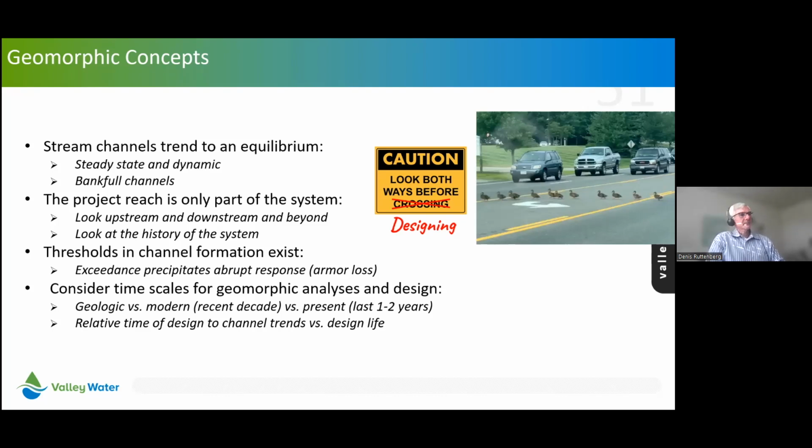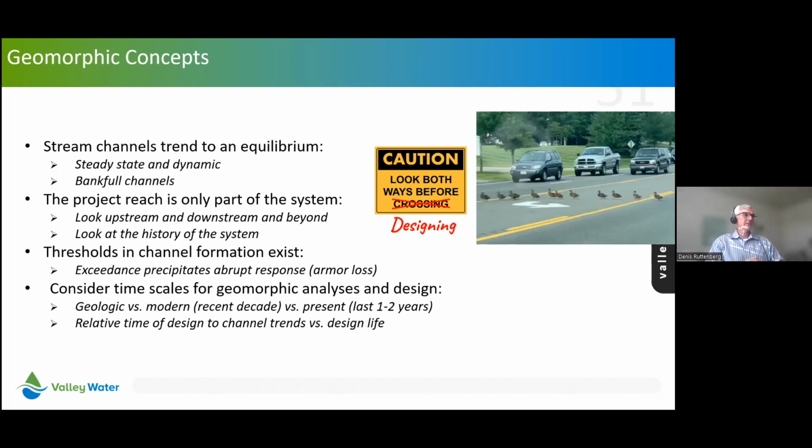Thresholds. I didn't talk about this so much, but a channel can build up a natural armor layer, and it's adapted to the dynamic equilibrium. If you get an episodic event, like say a 100 or 500-year event, that armor layer in a stream can blow out and it can totally change your stream. It can be a natural event, but there are thresholds in a stream where it's going to precipitate a metastable equilibrium change.